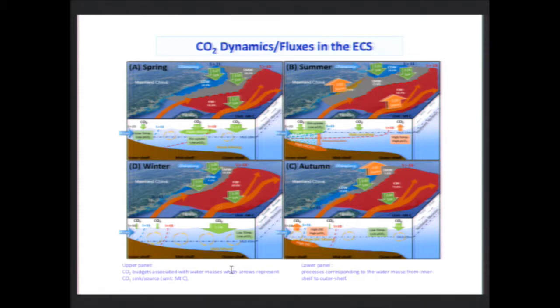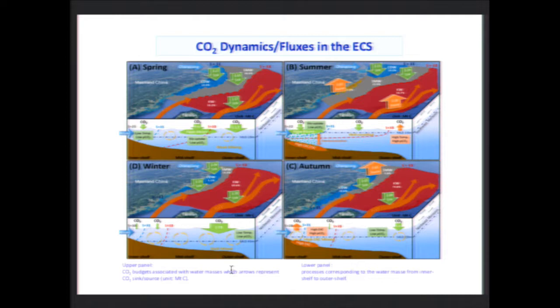But when autumn turns into winter, the temperature starts to decrease. So the pCO2 in the outer shelf starts to decrease again. So in the winter, the whole area starts to become a strong carbon sink. So we can see in a simple framework, a carbon sink, then a weak carbon source, and then back into a strong carbon sink in winter.